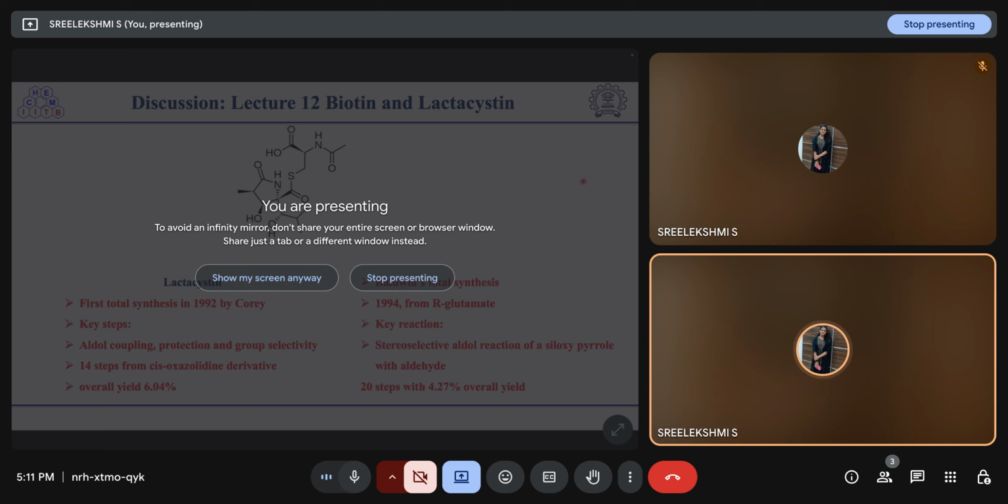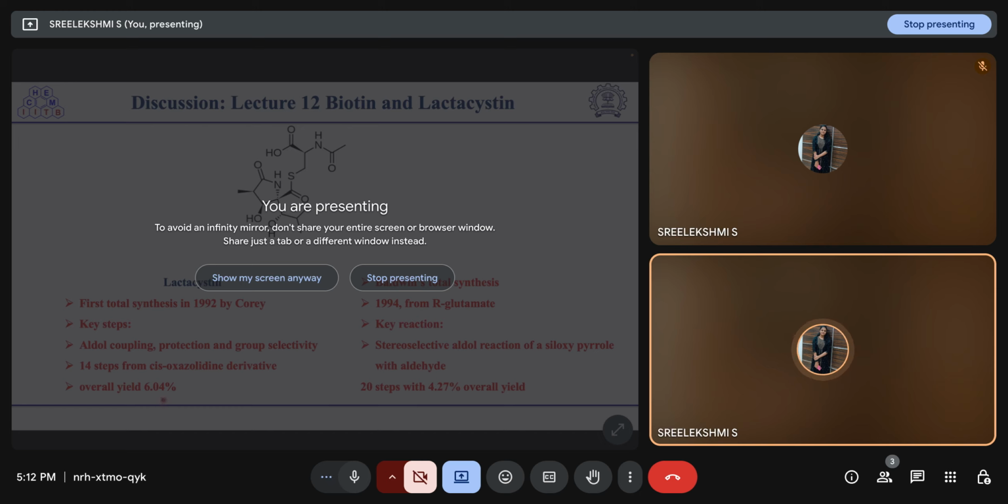Now coming to lactacystin, it was isolated from a Streptomyces species in 1991, and it has two amino acids, as we can see here, here one and here one: N-acetyl cysteine, and the serine and cysteine it has. The first total synthesis was reported by Corey in 1992, and here also the key steps involve aldol coupling, protection, and group selectivity. It took 14 steps from an oxazolidine derivative from benzyl serine methyl ester with an overall yield of 6.04 percent.